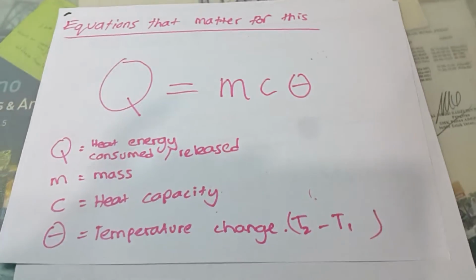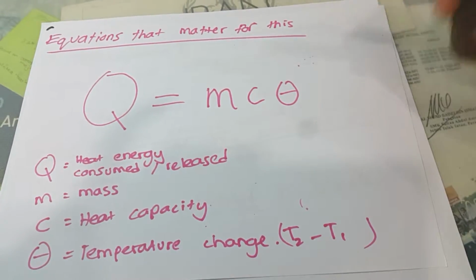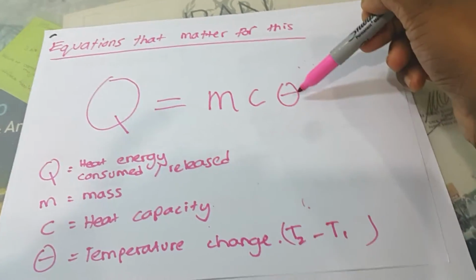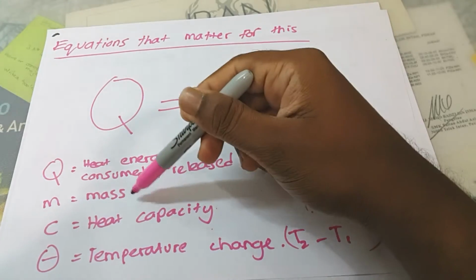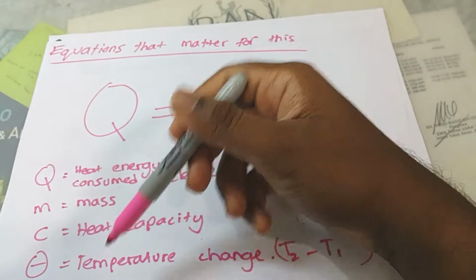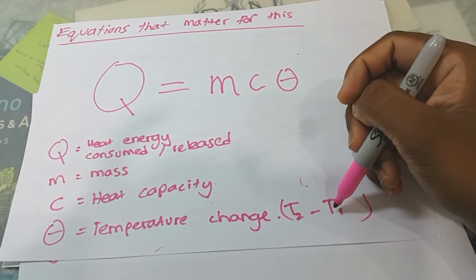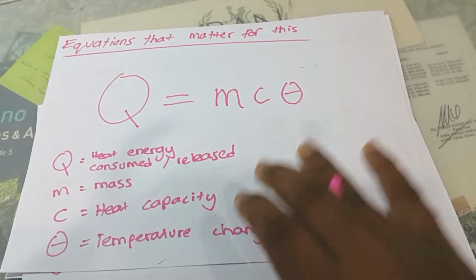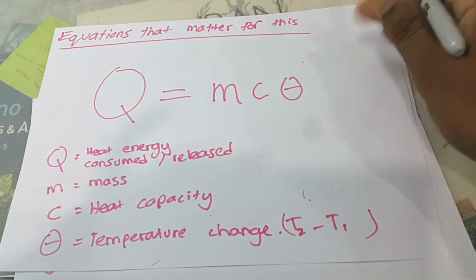The equation that matters the most for this subtopic is very important. You also encounter it in chemistry. This equation is Q equals mc theta. Q stands for the heat energy consumed or released. M is the mass, usually written in kilograms or grams. c is the heat capacity, the one we talked about just now, and theta is the temperature change. Temperature change is the final temperature minus the initial temperature. Okay, it's always positive in physics. When you're calculating this, we assume the reaction is exothermic, it releases heat, so it's always positive.